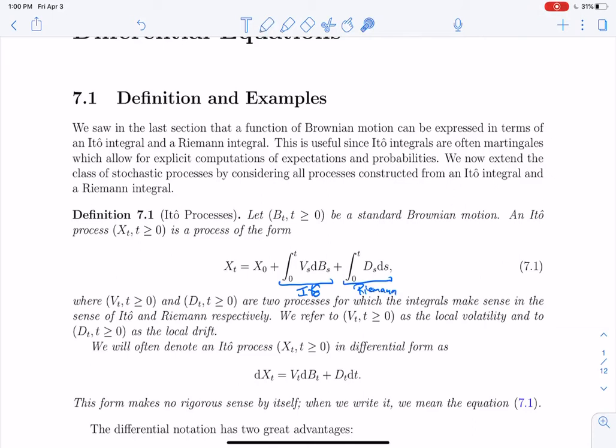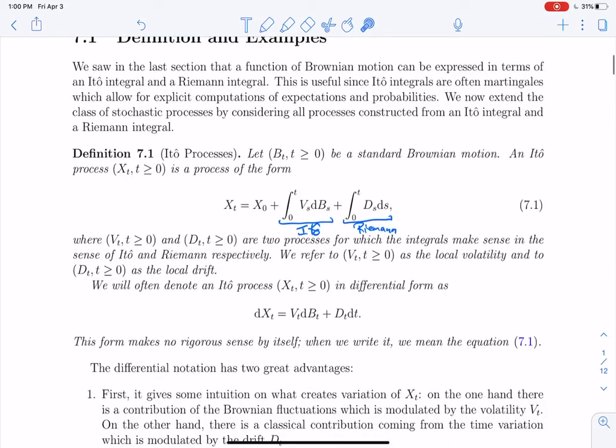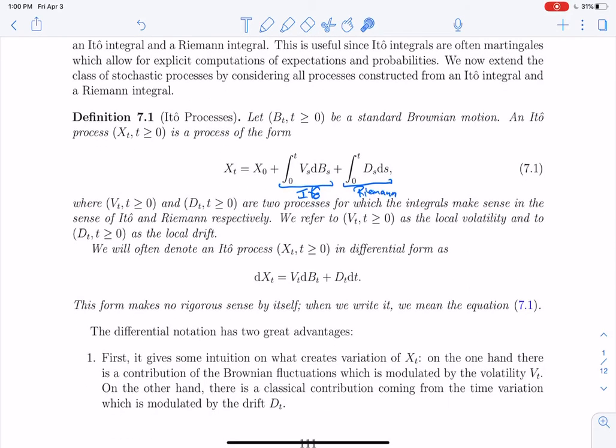Now, when does that make sense? Whenever the strategy V I integrate on is some process for which the Ito integral makes sense, and D here is some process as well where the Riemann integral is well defined, and we want this to be adapted to the Brownian filtration. Why V, why D? V stands for volatility and D stands for drift. We'll see that later. Well, actually, we'll see that right away.